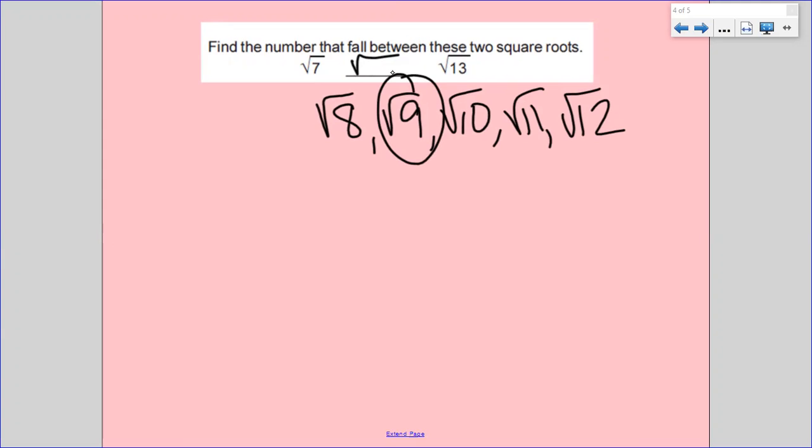So the answer choices lead us to 3. Any of the other options here, I think the next one was 4. Well, 4 squared is already square root of 16, so that was already too big. 3 should have been your final answer.